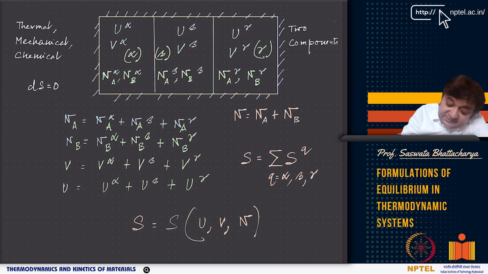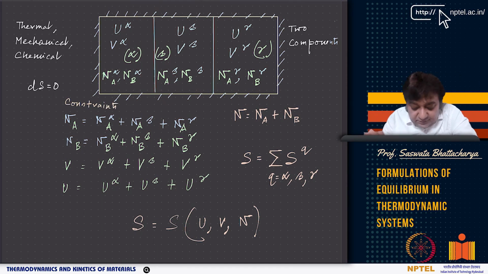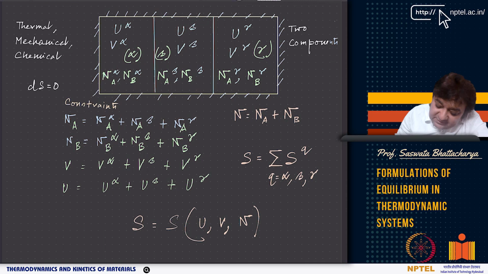But what are the constraints? The constraints are that the total mole number of A is constant. You cannot create A or destroy A, the total mole number is constant. So Na equals Na alpha, the mole number of A in alpha, plus the mole number of A in beta, plus the mole number of A in gamma. You sum it up, you get Na, and this Na is fixed. Similarly, Nb, which is Nb alpha plus Nb beta plus Nb gamma, is also fixed.